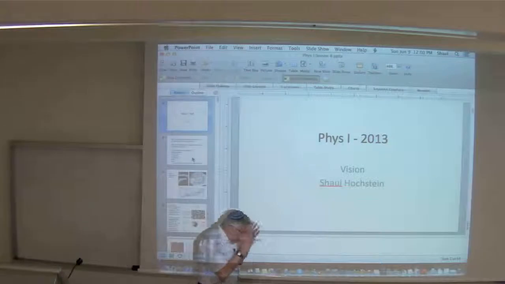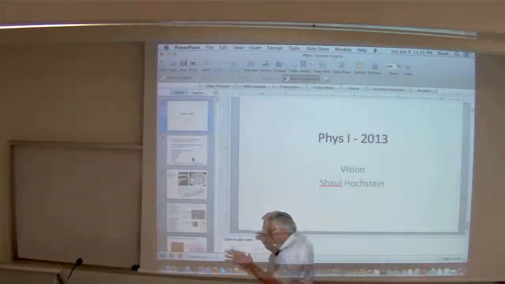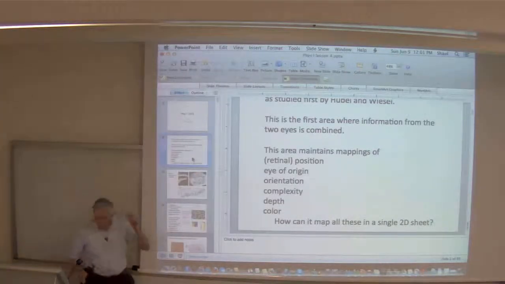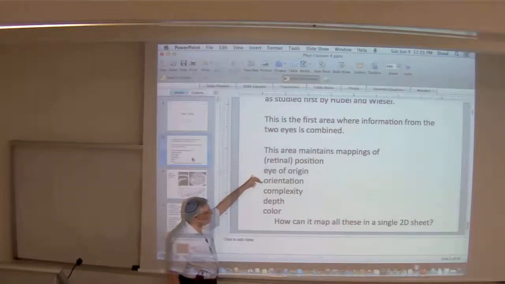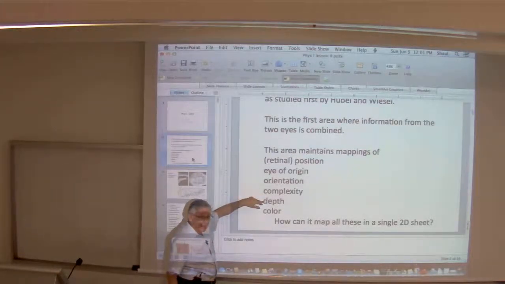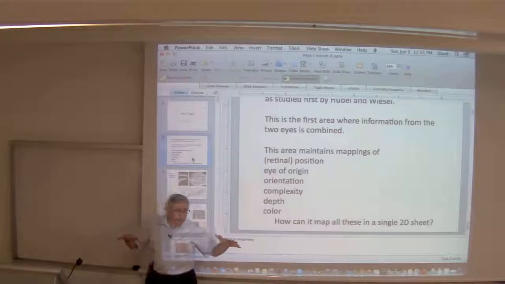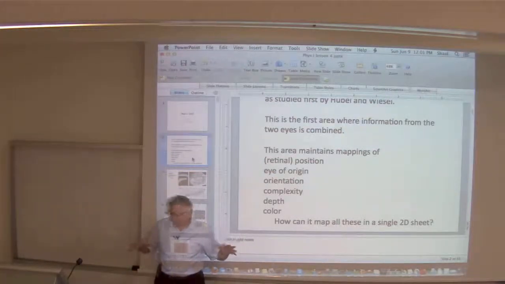We began talking about a lot of the different dimensions in V1. Let's summarize and put them together. We have retinal position, eye of origin, ocular dominance columns, orientation columns, complexity, going from simple to complex to who knows what else, depth perception, color perception in the blobs. How can we map it all in a single 2D sheet is the question. And the big answer is jitter.